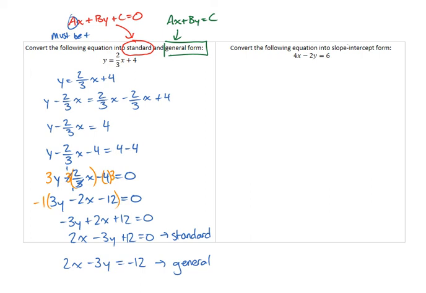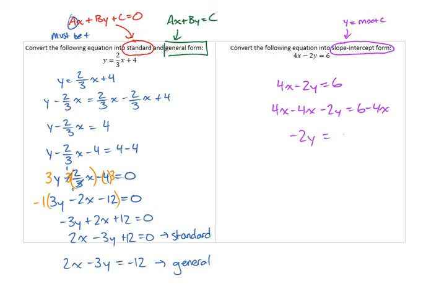Now, the other side, converting into slope-intercept form, is a little bit easier. We're more familiar with this. y equals mx plus c, and we did this last lesson. You're simply going to isolate the y. So if we start with 4x minus 2y equals 6, we want only the y on the left-hand side. So the first step is to get rid of the 4x by doing the opposite. So it's positive 4x. We're going to subtract 4x from the left-hand side, but we have to do the same from the right-hand side. 4x minus 4x is 0, so we're left with negative 2y equals 6 minus 4x.